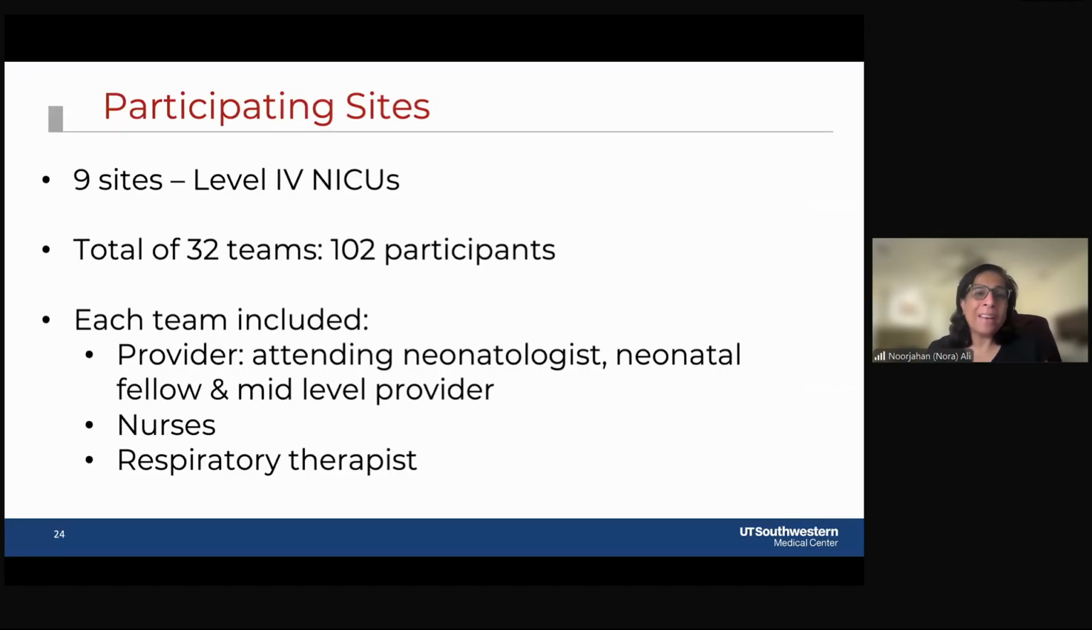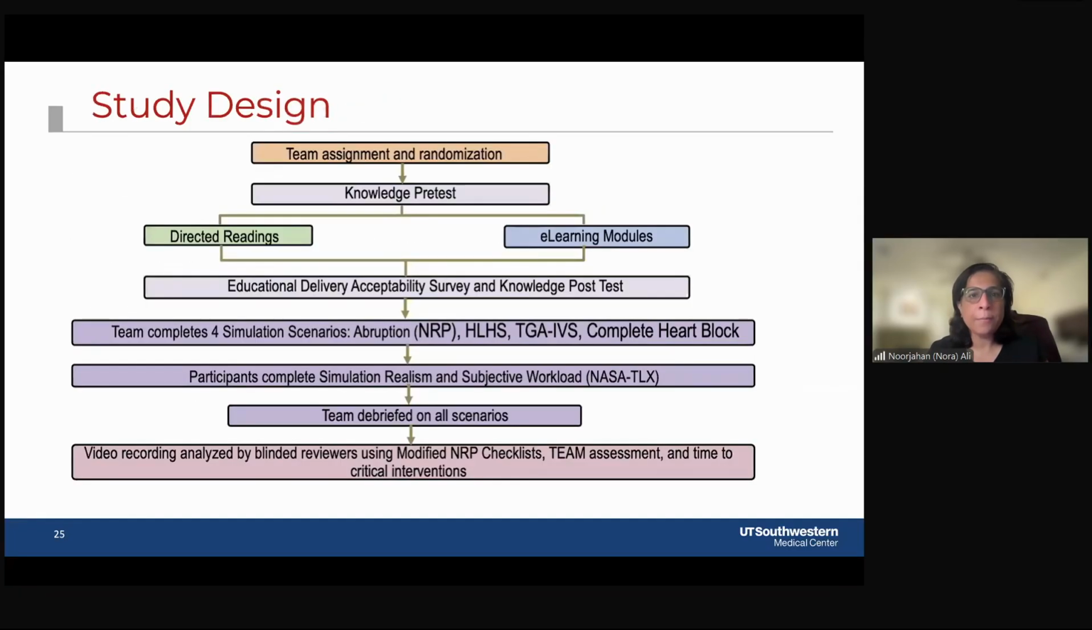So we had 9 sites participating, including 32 teams, 102 participants. The teams, we try to mimic what's going to be in the delivery room. So provider, whether it's an attending neonatologist, a fellow, or a mid-level provider, nurses, and respiratory therapists. We assigned the teams and randomized them. We had an entire randomizing system, not going to go into it. We randomized them to either our e-learning modules or directed readings.